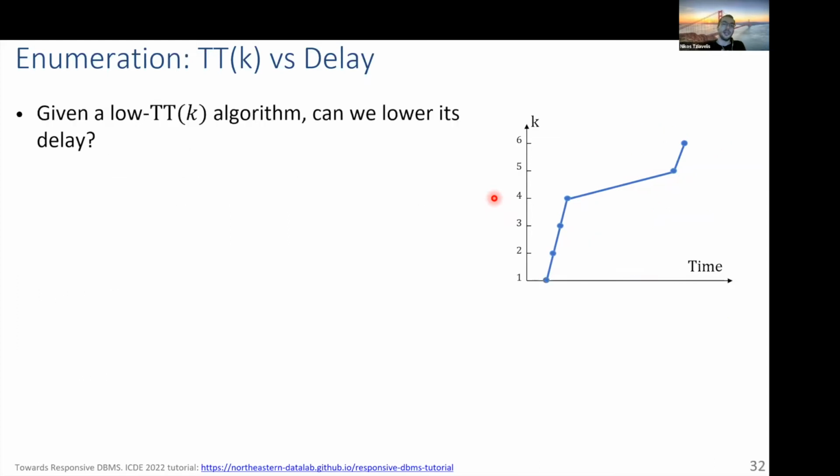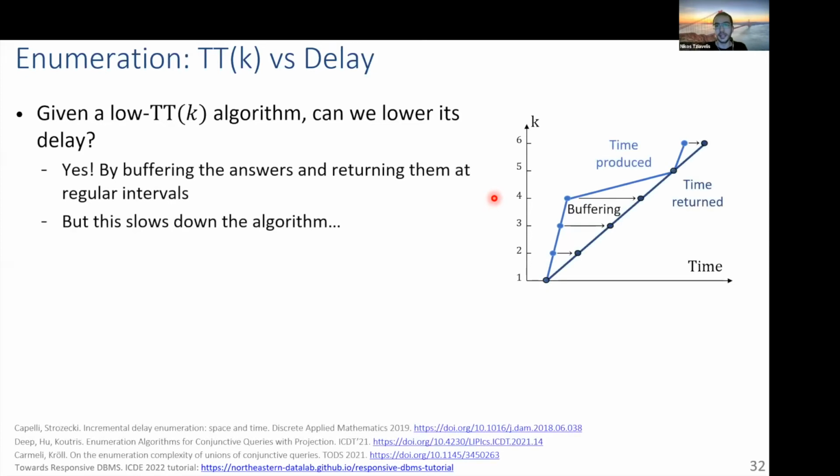Now, if we take an algorithm that has low time to k, it's also possible to derive another algorithm that has low delay. This is possible by holding the answers in a buffer and returning them back to the user in regular inter-arrival times. Of course, if we do this, it slows down the algorithm, so it's not something we want to do if we are interested in getting the fastest possible algorithm.